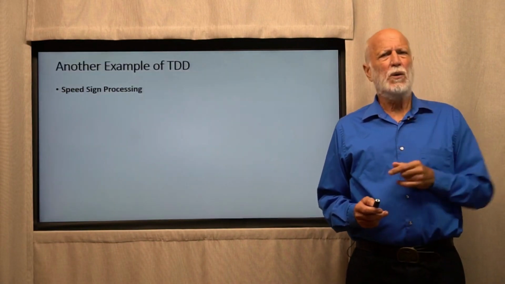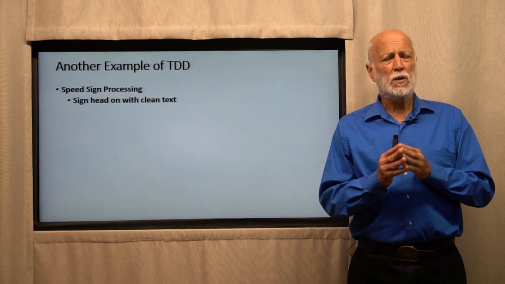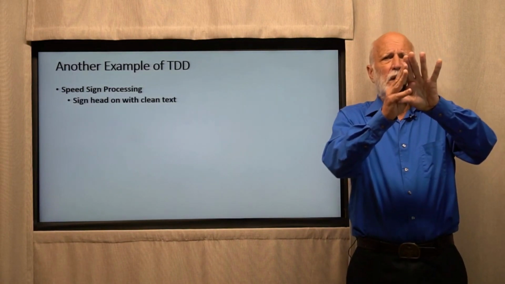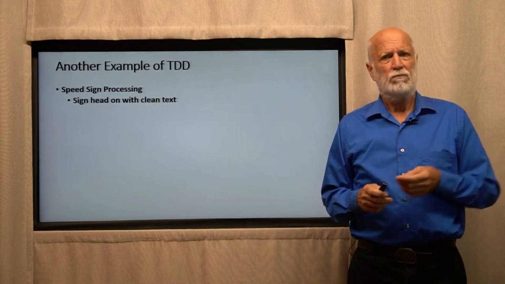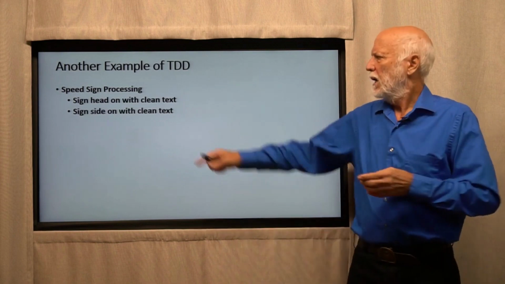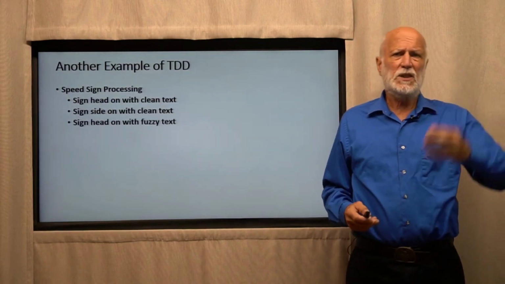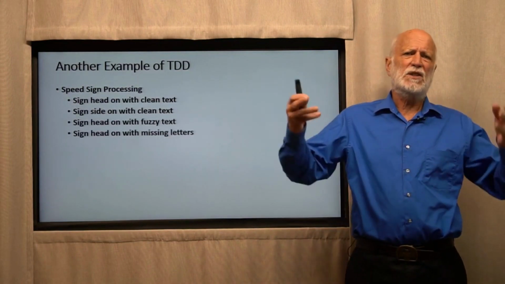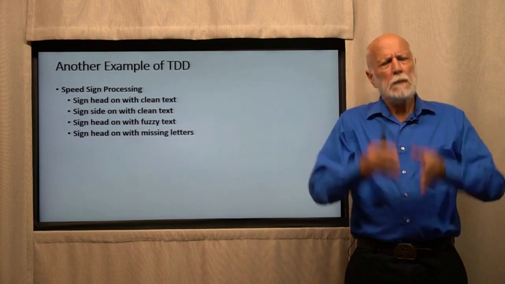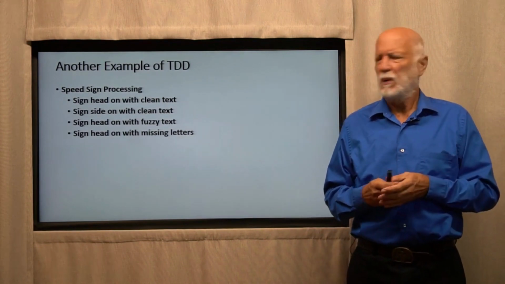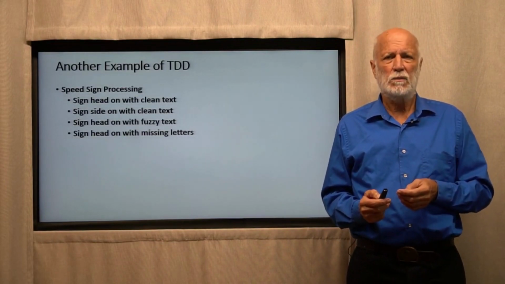Let's do another example of test-driven development, the speed sign processing. Well, we could start by just seeing if we can identify the speed limit on a sign that's head-on with very clean text. If we can do that, we might move on to the next scenario with a sign that's side-on. You're looking at it this way with clean text. Maybe a sign head-on with fuzzy text. Maybe a sign head-on with missing letters or holes in the sign or whatever. And we continually change our implementation to pass the additional scenarios and the tests for those scenarios.